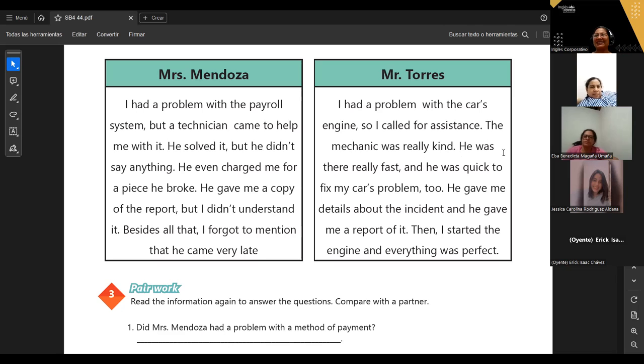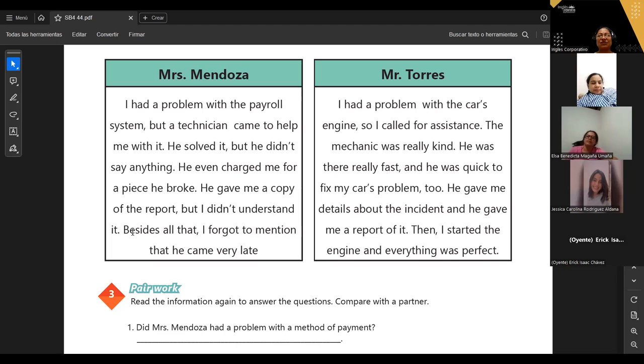Okay, because in this case, what is the verb that you have here in the paragraph? Where is the verb come? Come to help. Or maybe you can say came to assist. In that case, you can manage the information and it can be possible. And number three. Nos falta la dos. Did the mechanic fix the car? Yes, he did. Y la tres sería, did Mr. Torres have more problems with his car? No, he didn't.